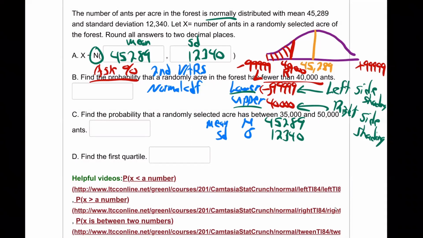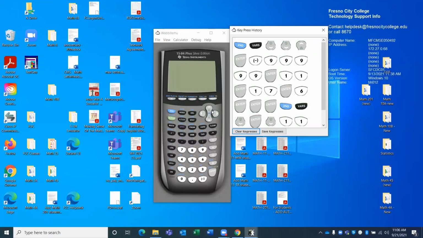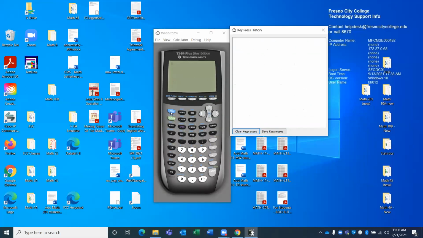Share my screen and show that. Here it is. Turn that on, clear that. So yeah, I'll go second vars, go down to normal CDF, enter, lower, see the negative. I'm about to hit the negative down here on the bottom.